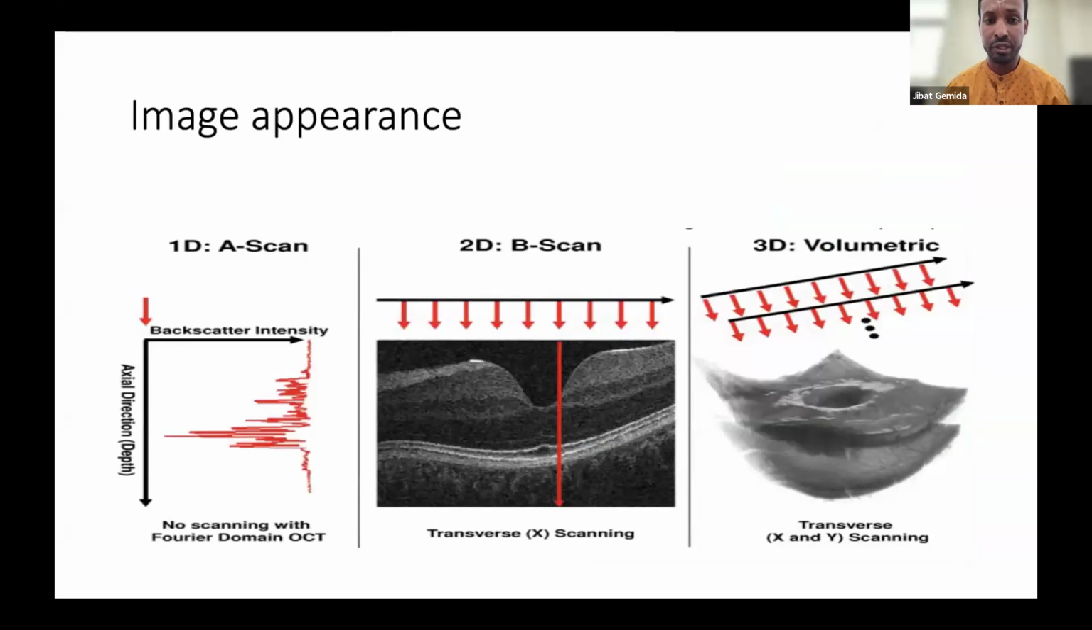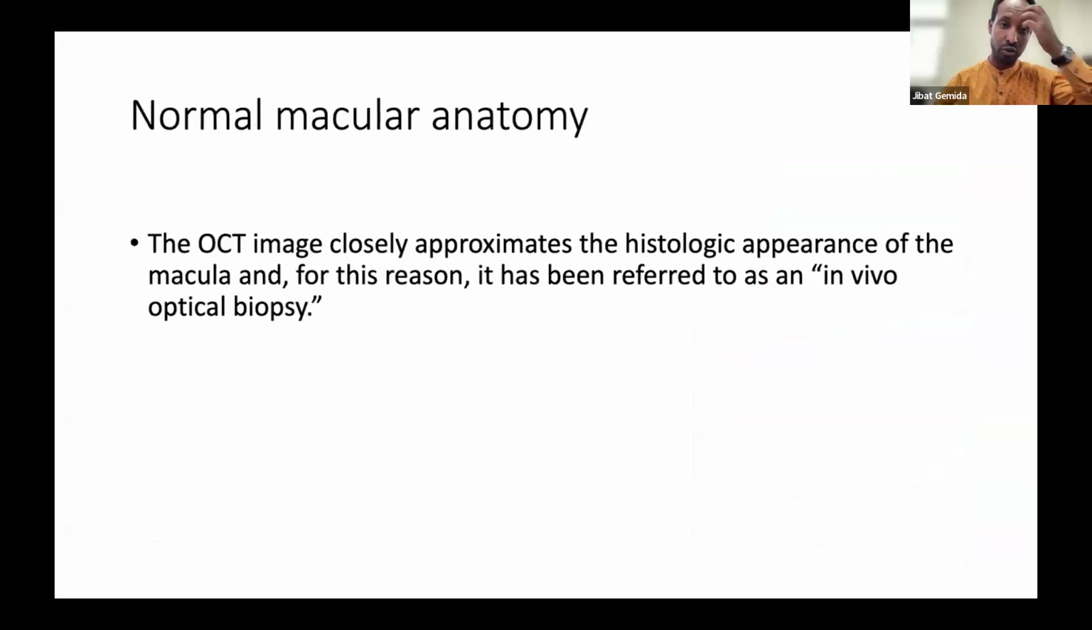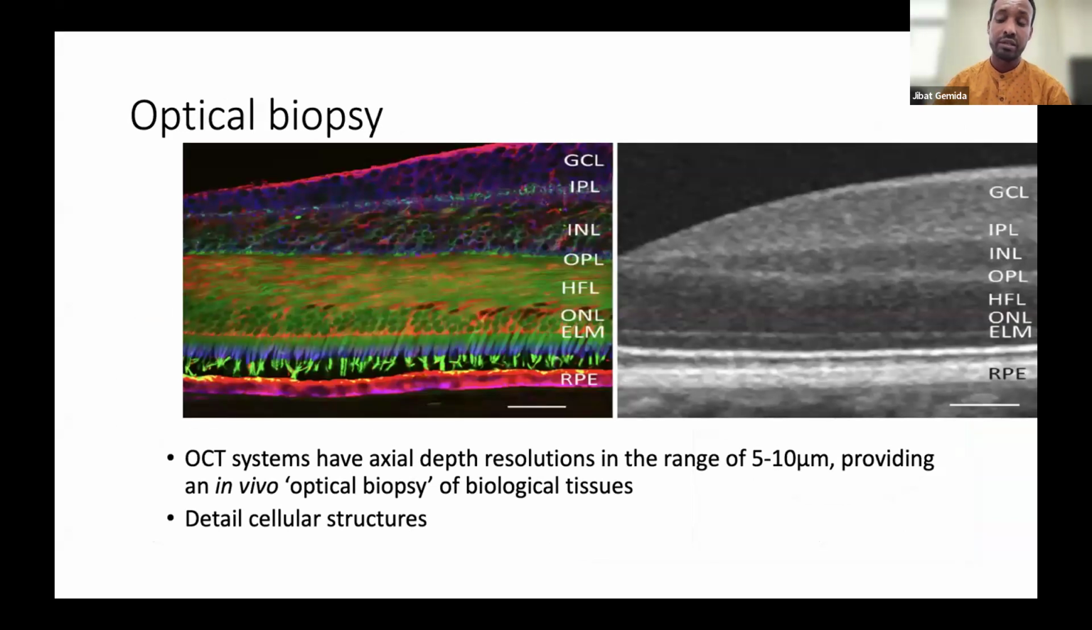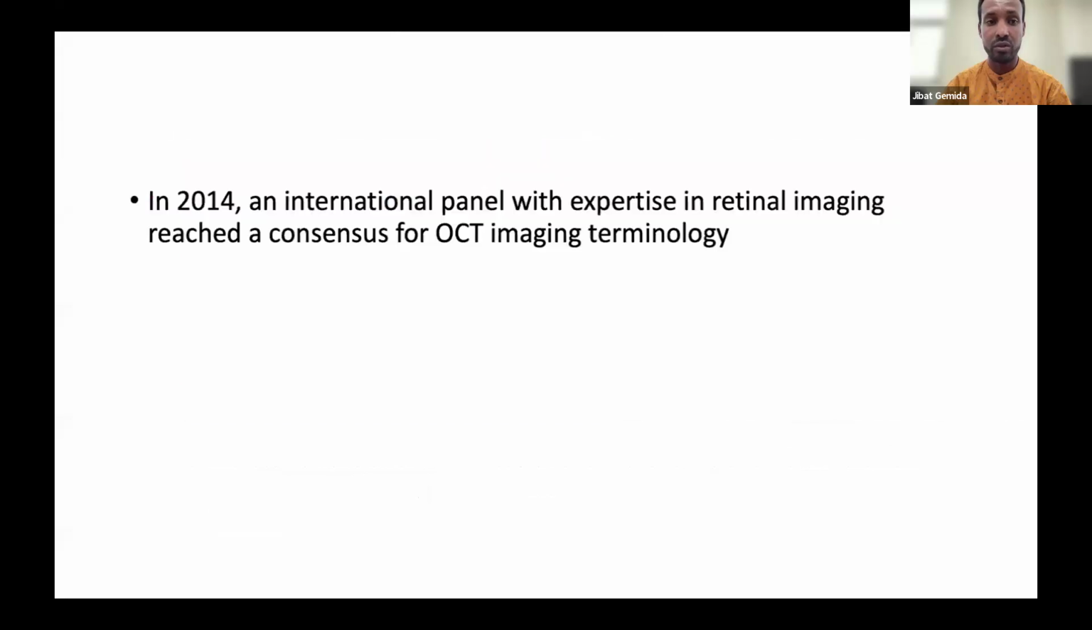So the image appearance is mainly 2D, but you can capture a 1D scan or a 3D volumetric scan. So the normal macular anatomy of OCT images is called in vivo optical biopsy. The layers in the OCT correlate with the histological features of the macula. So you can visualize the detailed cellular structures of the macula over the OCT.